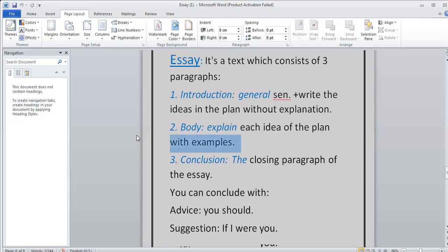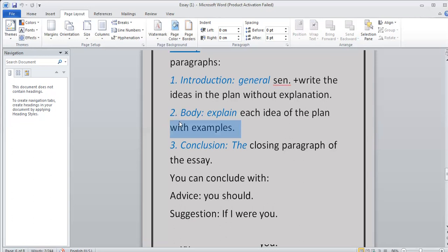بقى paragraph number 2, the body of the essay. In the body, we will explain each idea of the plan with examples. يعني احنا just mention the ideas in the introduction. نبتدي بقى ناخد كل idea ونعمل لها explanation نشرحها with examples in the body of the essay.